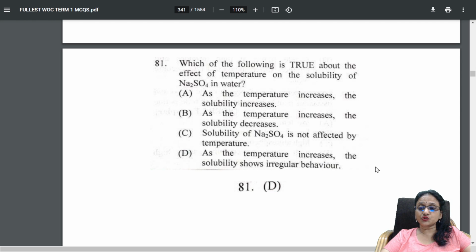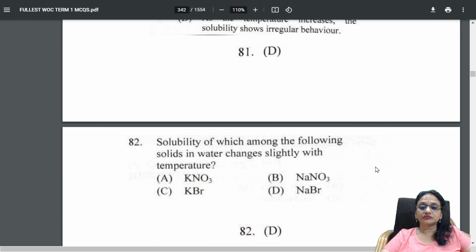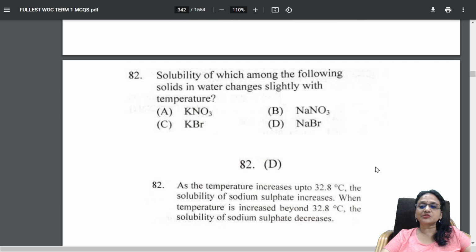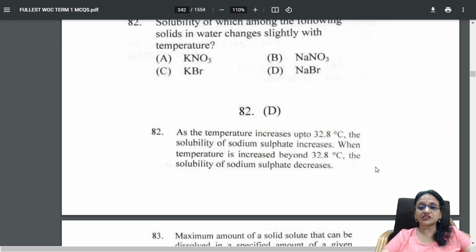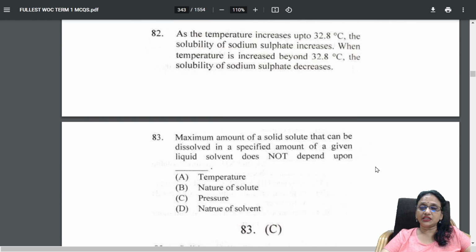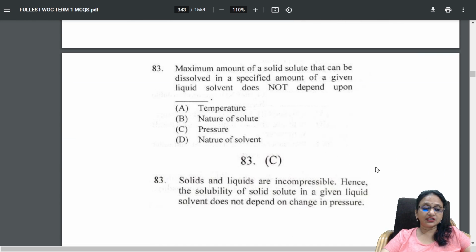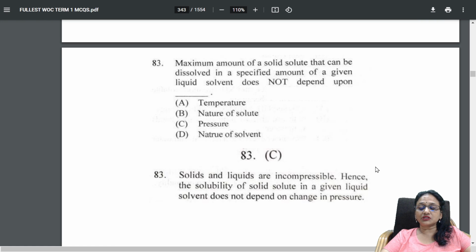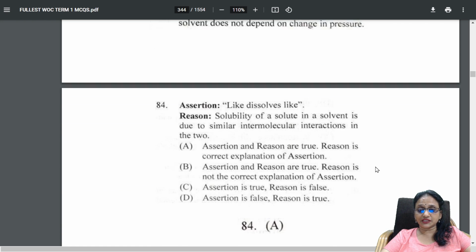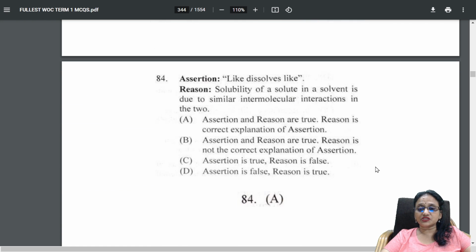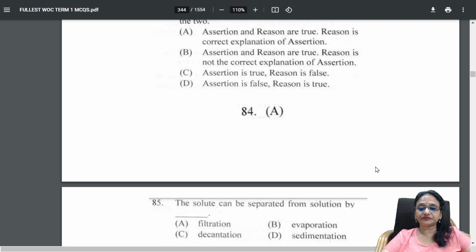Which of the following is true about the effect of temperature and solubility factor? So basically, you have numericals based on concentration terms like mass percentage, volume percentage, molality, mole fraction. After that, they will give you questions based on dissolution. What happens when you dissolve a particular solute? How much of the solute is dissolved? Then they're going to give you assertion-reasoning questions like this.